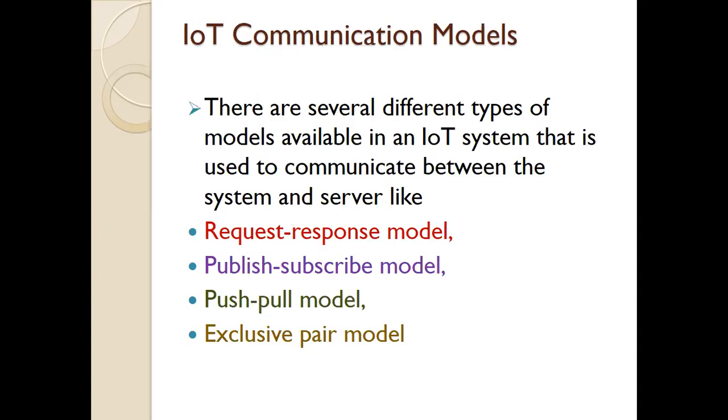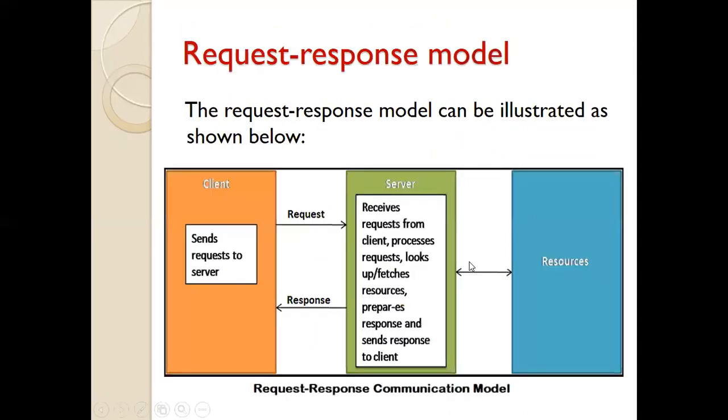First one is request response model. Second one is publish subscribe model. Third one is push pull model. And the last one is exclusive pair model. So the first one is request response model.